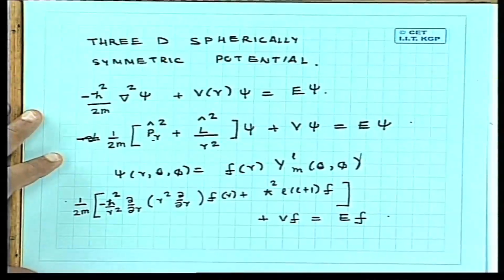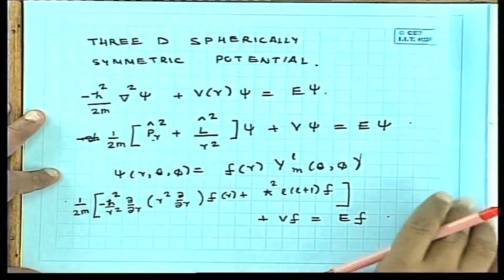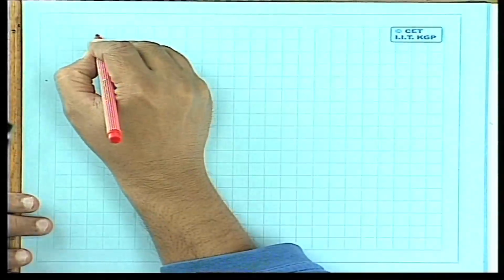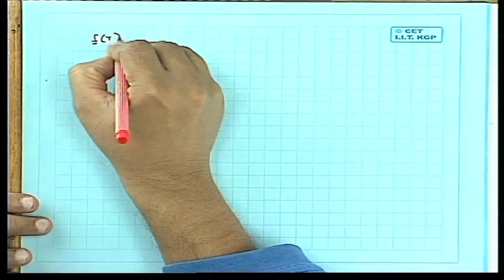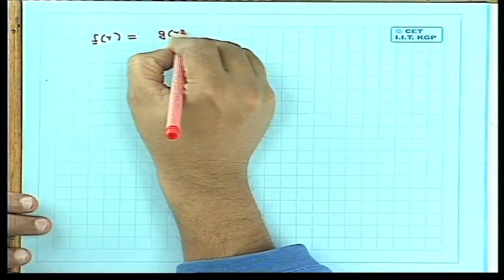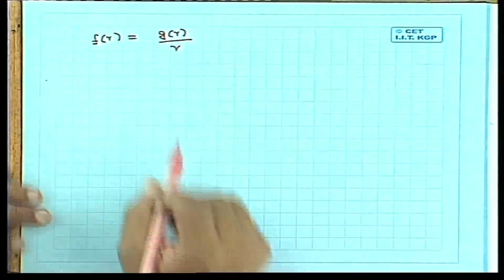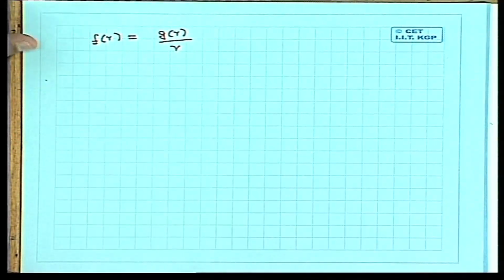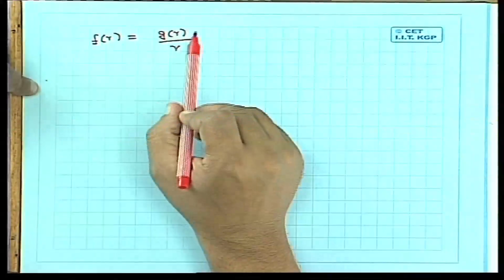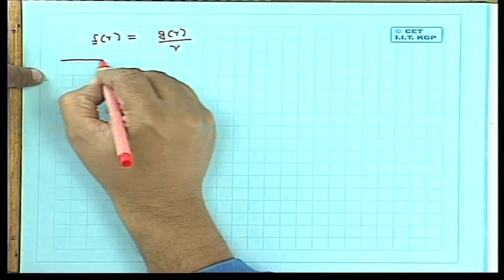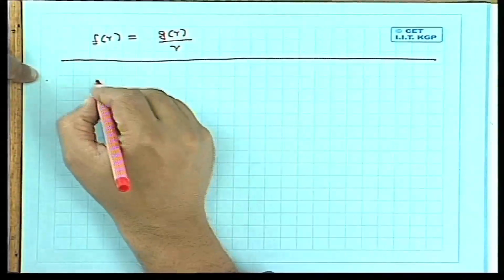Okay. Now we can simplify this equation somewhat by defining another function which is denoted by g(r), defined as follows: g(r) by r is equal to F(r). So F(r) is the radial part of the wave function and g(r) is r times the radial part of the wave function.